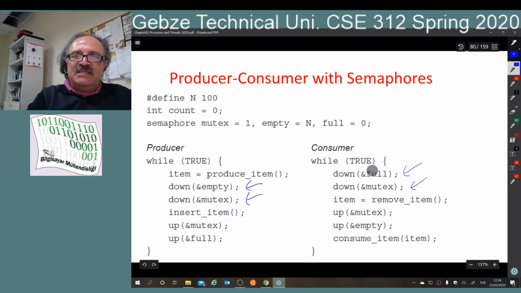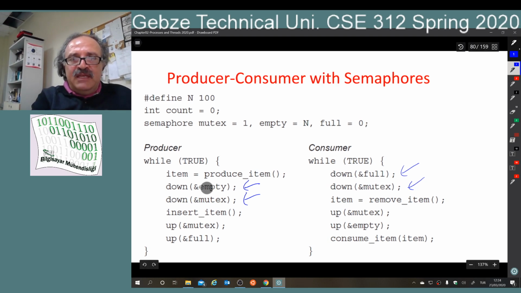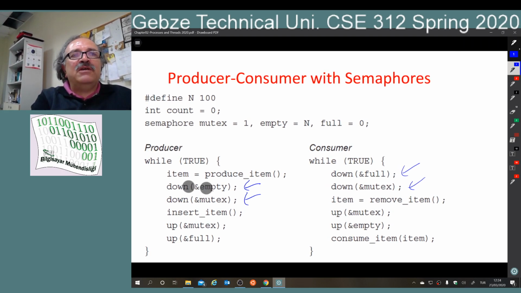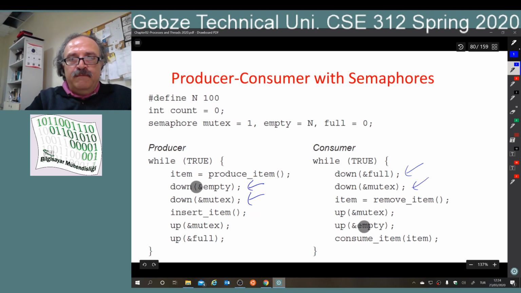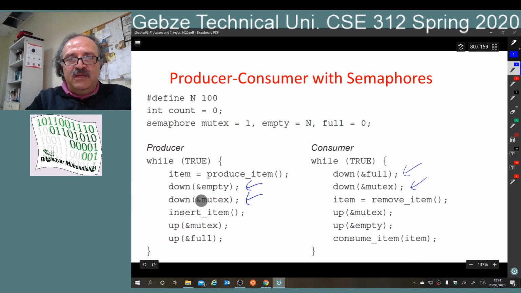When this one sleeps, it says that the consumer is full. It says that there are no items inserted inside the buffer. I need to wait. Okay. If this one is sleeping here, then I need to make an up call with the empty. And if I am sleeping here, then this one will wake it up.